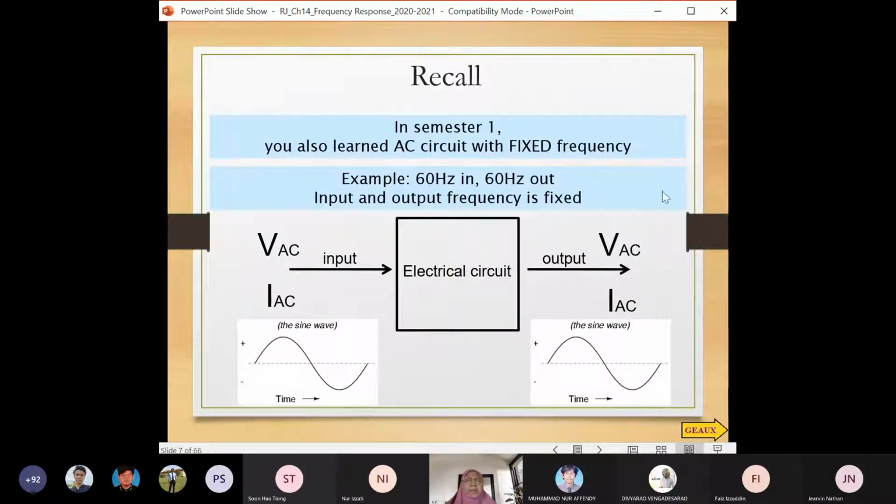unity gain. But sometimes, depending on the electronic appliance, not all electronic appliances can take the 240, so you can step down the signals. That is a different issue. And if you're using 5 volts, your output should be 5 volts also. Sometimes it involves a lot of things. You can step up, step down, and do many things with this electrical circuit, the black box system. Okay, basically AC input, you have AC output.